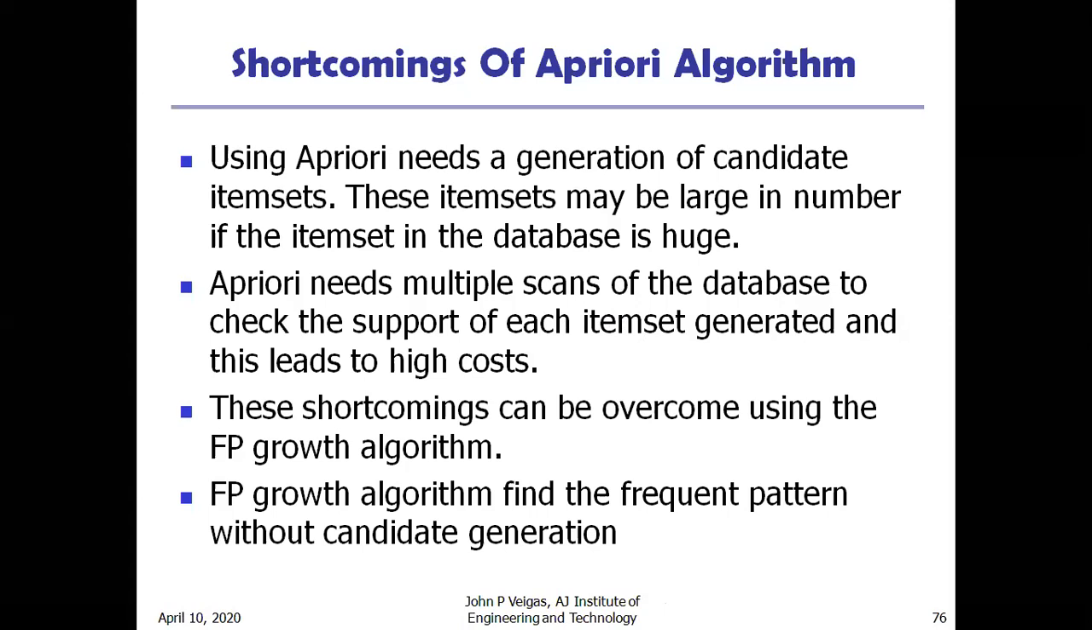Okay. So using the Apriori algorithm, we need to generate candidate item sets, and these item sets may be large in number if the database size is very huge. And in the Apriori algorithm, we need to do multiple scanning operations of the database to check the support count of each item generated, which leads to high complexity and high cost. So these shortcomings can be overcome using the FP-growth algorithm.